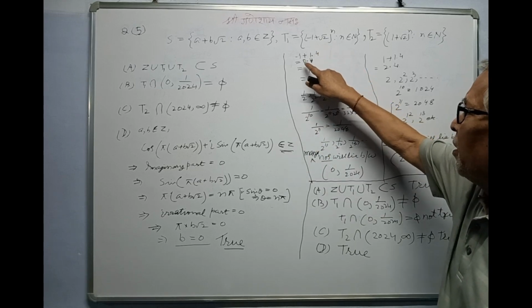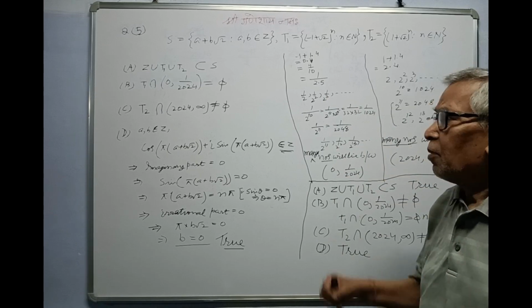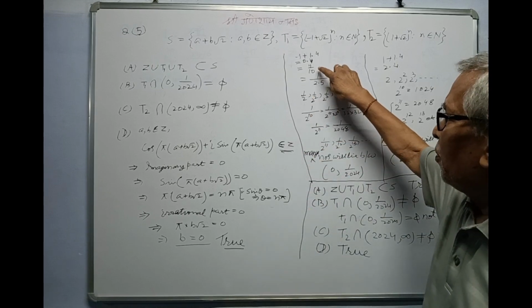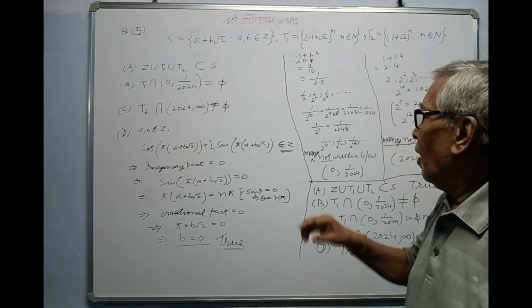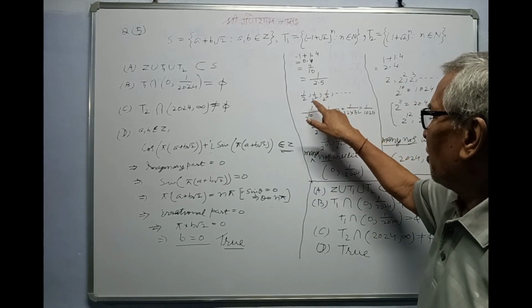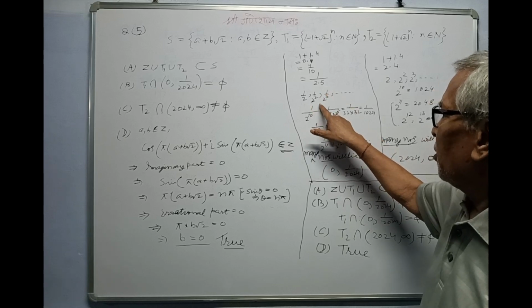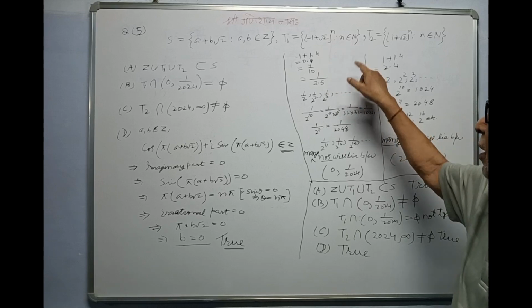Minus 1 plus root 2 is minus 1 plus 1.414 etc. But just take 1.4 as a rough value. So this is 0.4, which is about 1 by 2.5. Now instead of 2.5 just take 2. So 1 by 2, 1 by 2 square, 1 by 2 cube, where n belongs to N: 1, 2, 3 etc.